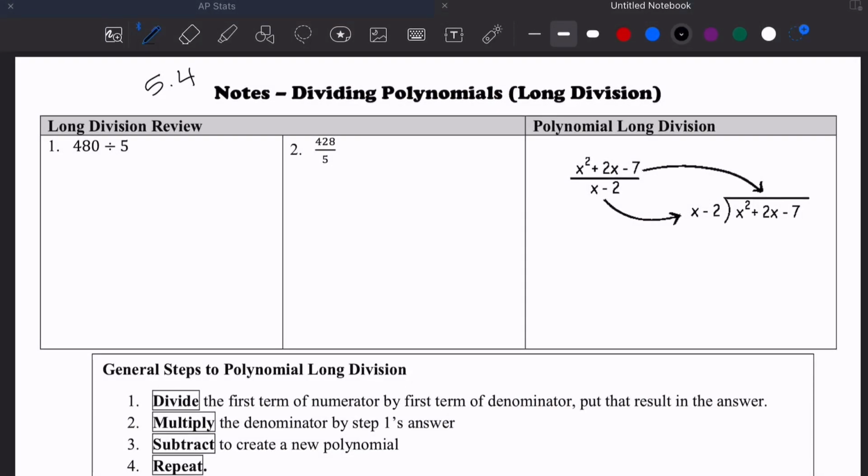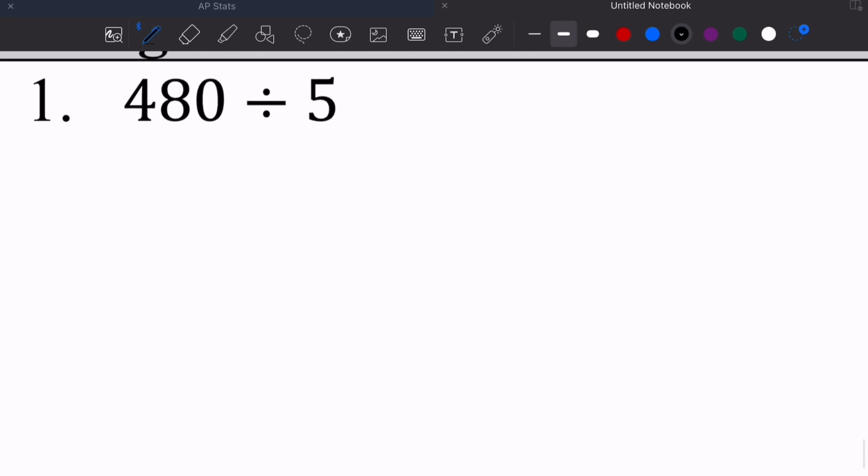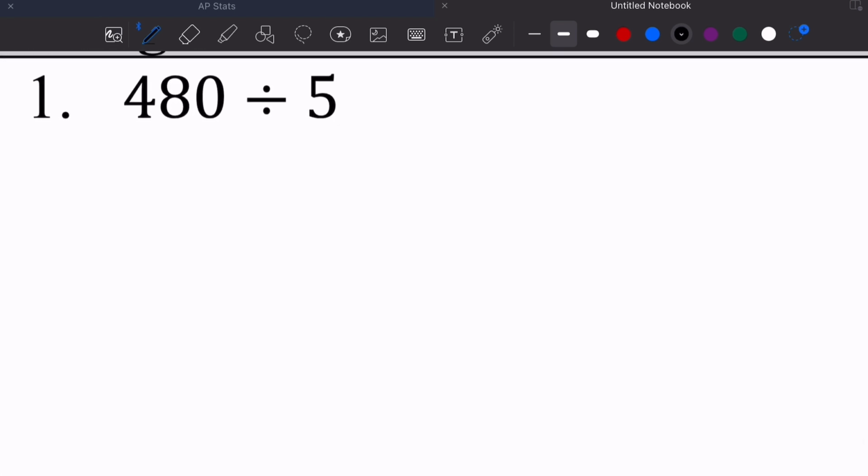Okay, this is 5.4 notes, dividing polynomials by long division. So long division is something that you guys learned maybe 4th, 5th grade, just using numbers. So we're going to go back and look at that first. We're going to review long division only using numbers.